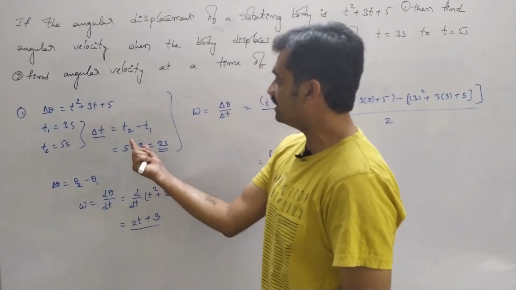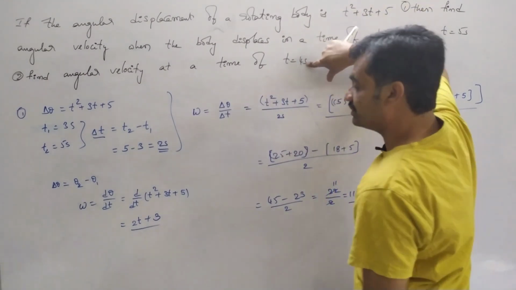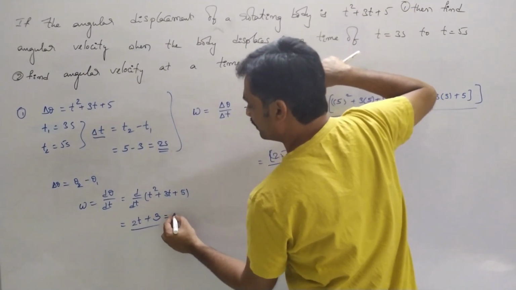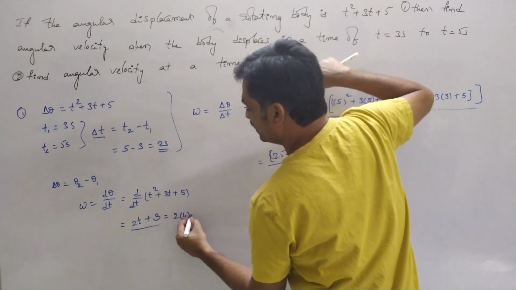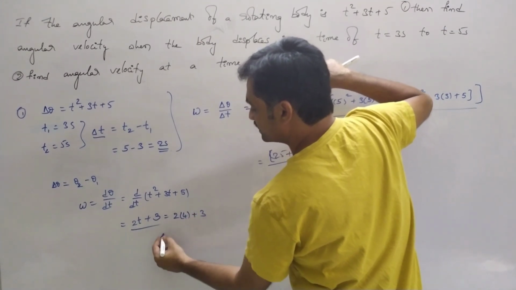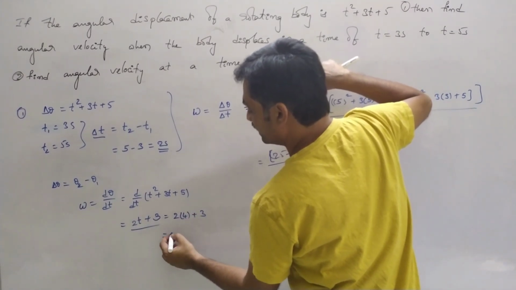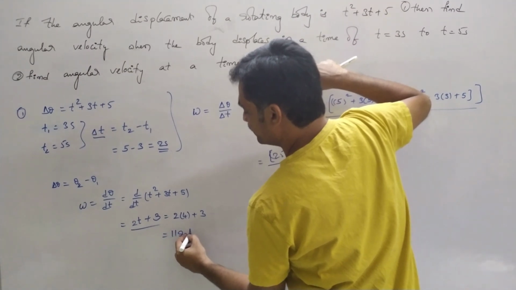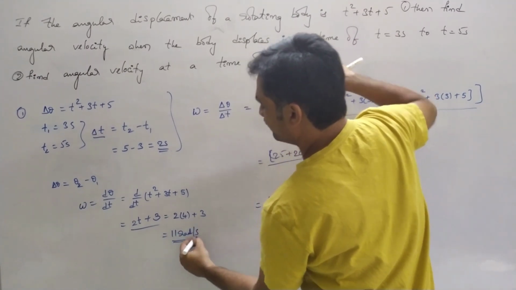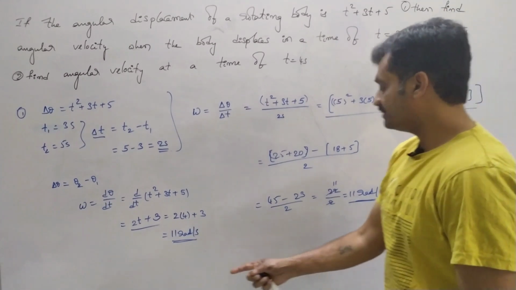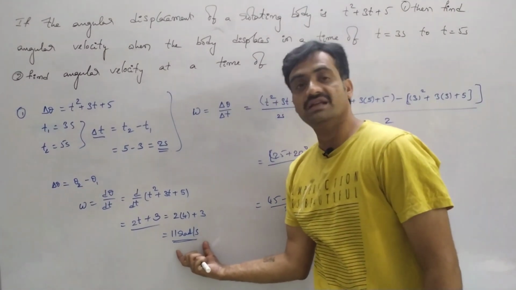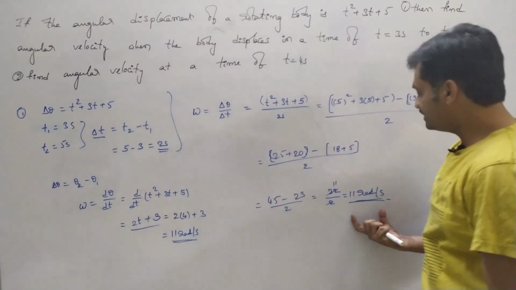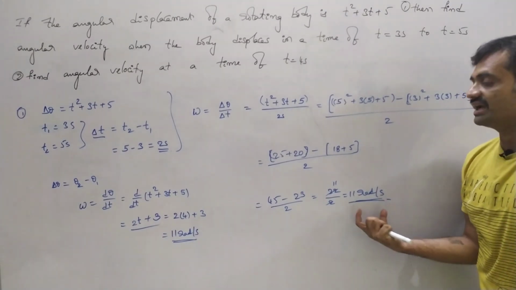Now we have to find angular velocity at t equals 4 seconds. As we substitute t equals 4, we have 2 into 4 plus 3. Observe this, 4 2s are 8, 8 plus 3 is 11 radian per second. This represents instantaneous angular velocity, and the earlier one represents average angular velocity.